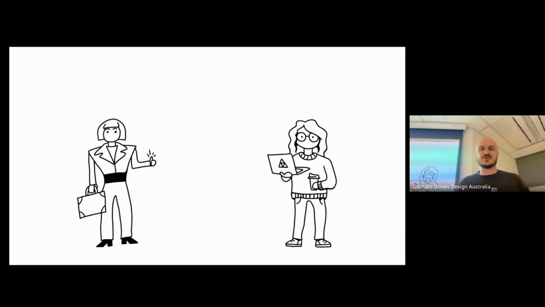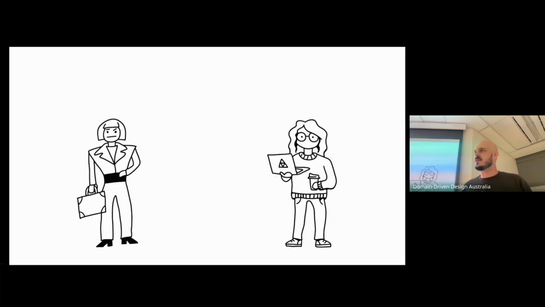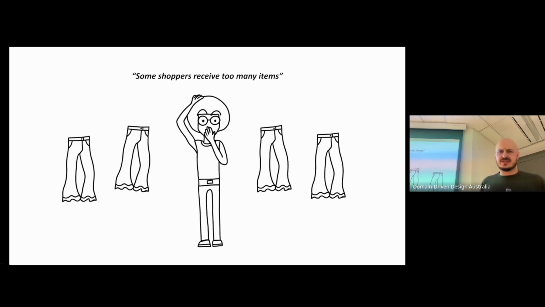A bit of a different story now. Well, until time passes and they come back to us. Now the boss is unhappy because there's a bug. And this bug is that some shoppers receive too many items. So you go, okay, I'll look into the code. But you don't see anything obvious in the code that would actually do that. So you look at the logs. And here, as we often do, we find a pattern.